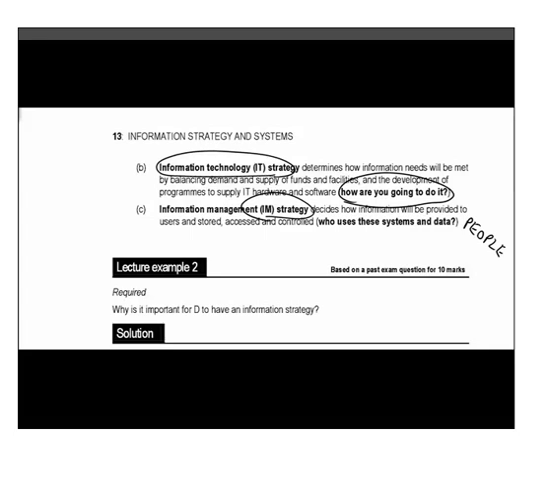Now, one aspect of this that has been tested in the past is to ask the question, well, why bother? Why is it important? Does it matter if you have an information strategy or not? So have a think about that. Have a think about why it's important to have an information strategy.